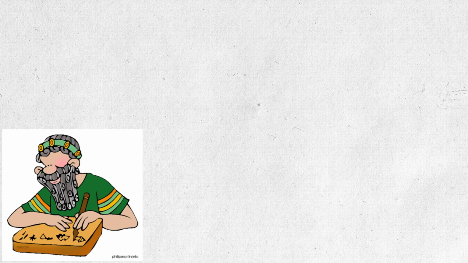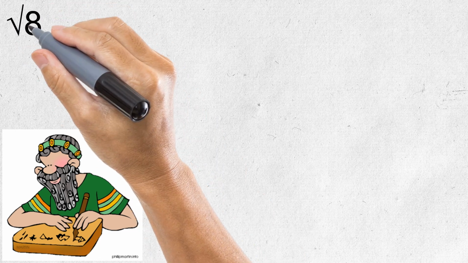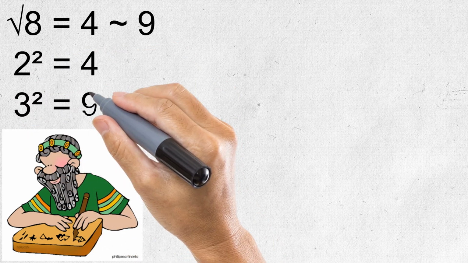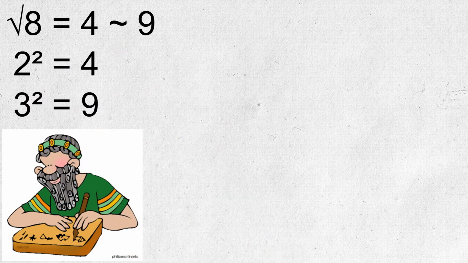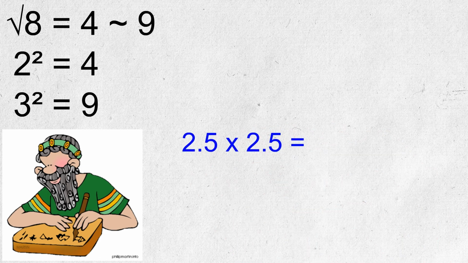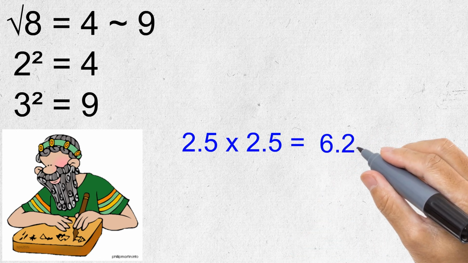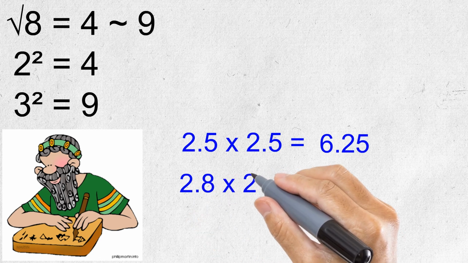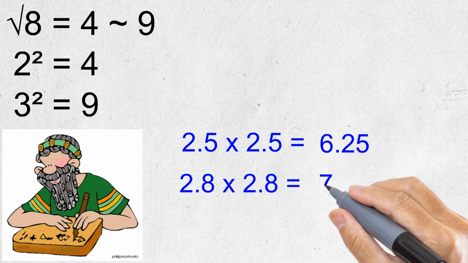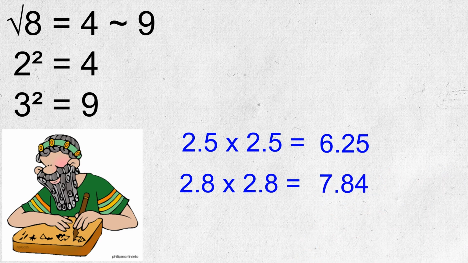Now let's solve this step by step. First, think of the two perfect squares your number is between. For example, if we want the square root of 8, we know it's between 4 and 9. Why? Because 2 squared is 4 and 3 squared is 9. Step 2, take a guess. Start by choosing a number between 2 and 3. Try 2.5. Step 3, multiply 2.5 by itself. What do we get? 6.25. That's too low. Let's try 2.8 next. Multiply that. 7.84. We're getting closer. Do you see the pattern?